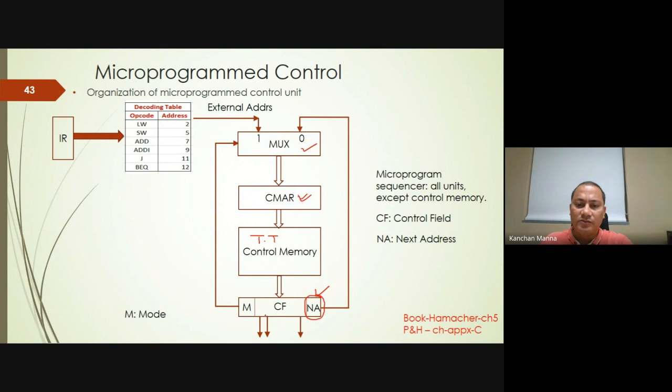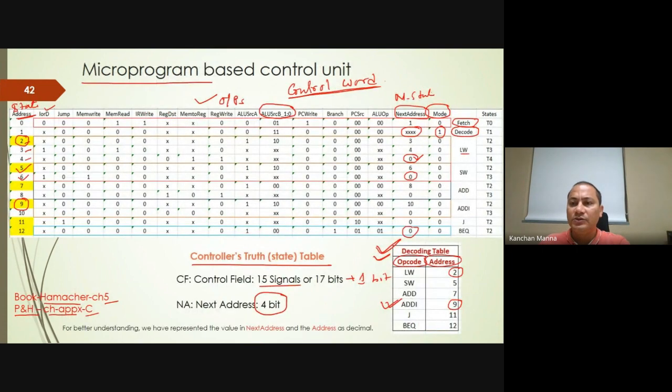The rest of the control word consists of control signals going to the data path. These are nothing but the select inputs of the muxes, memory read and write, and register file write operations. These are the signals going to the data path. Now if you remember, in the decoding state the next address is don't care, and at that time the mode field is 1. However, for fetch, the next address is 1 and the mode field is 0.